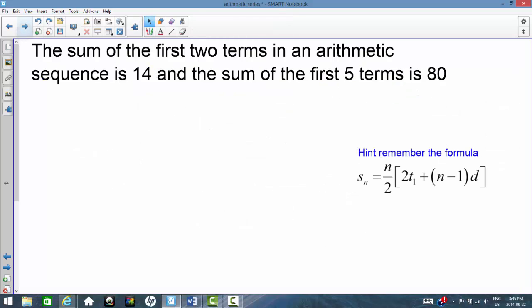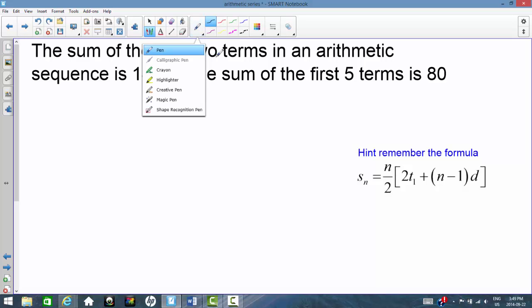Now this is a bit tricky. This actually asks you to re-engineer the question. The sum of the first 2 terms in an arithmetic sequence is 14, and the sum of the first 5 terms is 80. Now I want you to stop and actually think about what that means. You're going to have to use the formula for the sum.